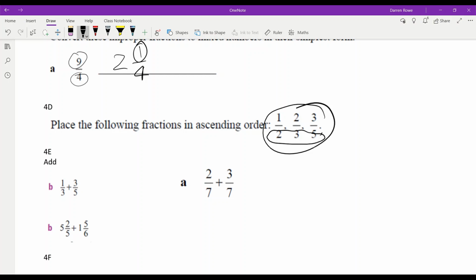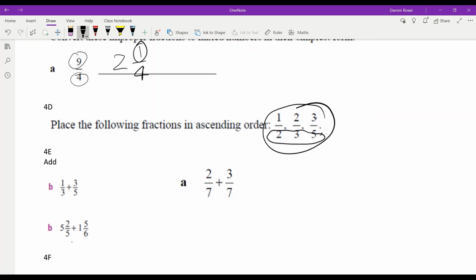And then you'd have to say, well, what do I times 2 by to get to 30? I times 15, so I have to times the top by 15. What do I have to times 3 by to get to 30? 10, so I have to times the top by 10. And what do I times the 5 by to get to 30? I have to times it by 6, so you times the numerator by 6. Then you'd be able to compare them after that.